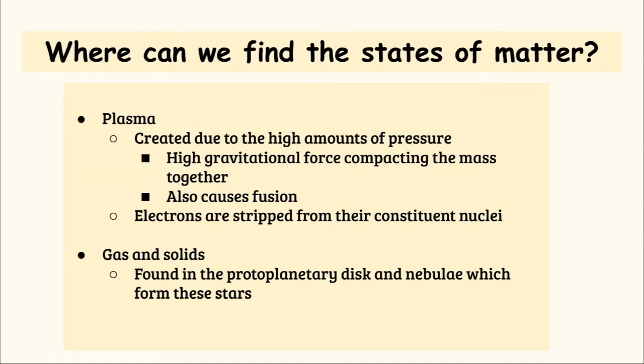So where can we find the states of matter in stars? Well, stars are essentially giant balls of plasma, created due to extremely high amounts of pressure created by gravity being exerted on the star. The formed plasma also starts and supports nuclear fusion, and strips electrons from their corresponding nuclei, both of which are necessary for a star to live.